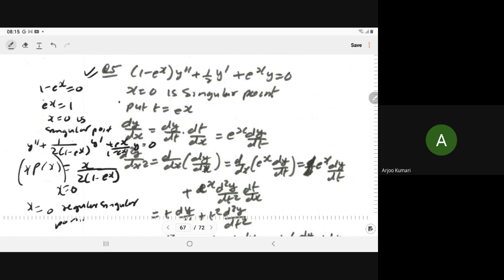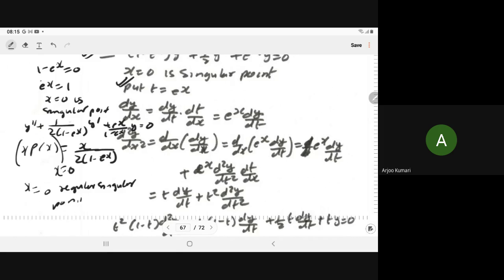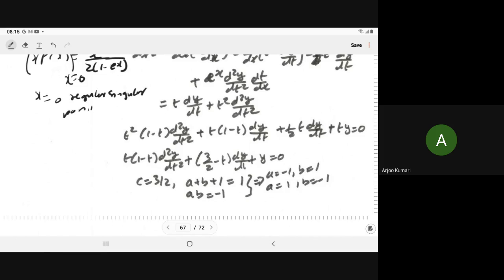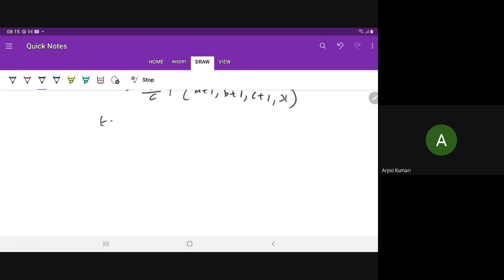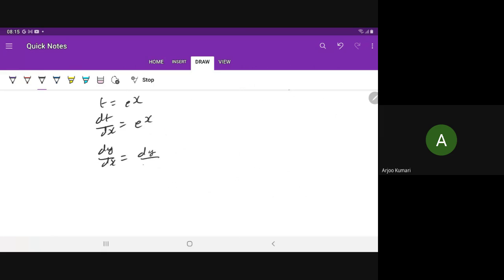So in this case, we put t is equal to e to the power x. As we substitute t is equal to e to the power x, dt by dx will be e to the power x. Now we have to compute dy by dx. What is the meaning of dy by dx? It is dy by dt into dt by dx, so this will become e to the power x.